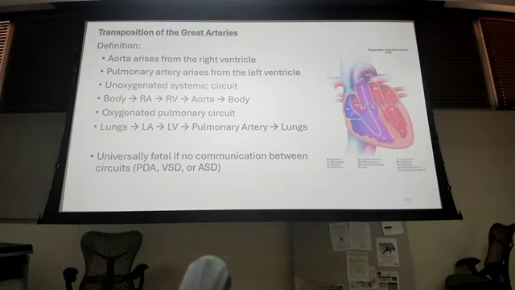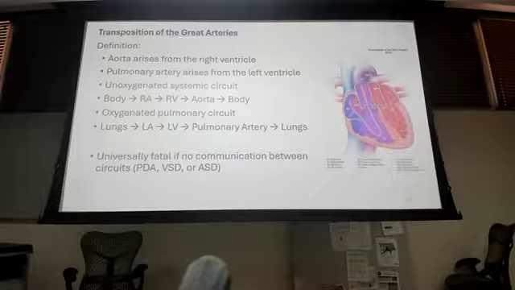And then we talked about the other circuit, the left side, where you have blood coming back to the left side via the pulmonary veins, but then the outflow of the left ventricle is the pulmonary artery. So you already are then sending oxygenated blood back up to the lungs to not get oxygenated again.